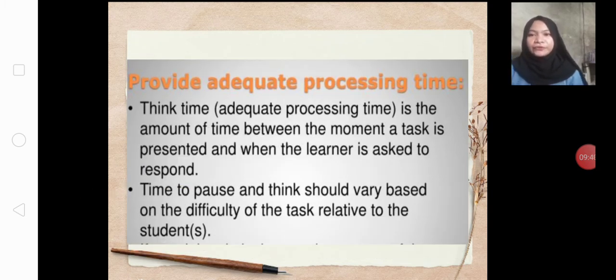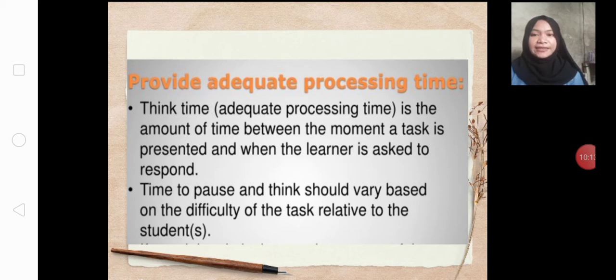Okay, so provide adequate processing time. So time is also important. Think time is the amount of time between the moment a task is presented and when the learner is asked to respond. So, you as a teacher dapat may specific time ka dun sa task mismo, for example, 20 minutes and then 5 minutes for the question and answers or the asking for the instruction if nalilito sila.